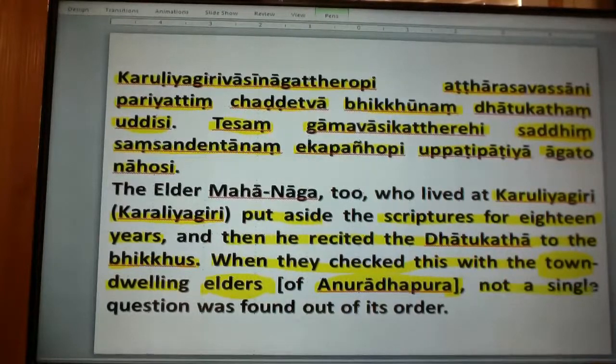So not a single question was found out of its order. Really amazing. For 18 years, no recitation, but recite again, no error. He can do it. So for that person, the cantor, studying the three baskets is not an impediment, not a disturbance to the progress of his power of concentration.